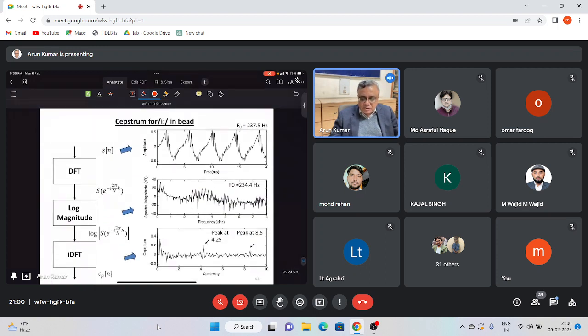So here are examples of the cepstrum computation for vowel sounds like E. So this is an almost periodic sound.